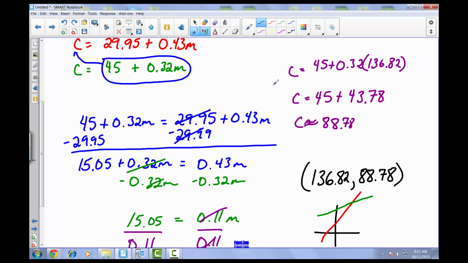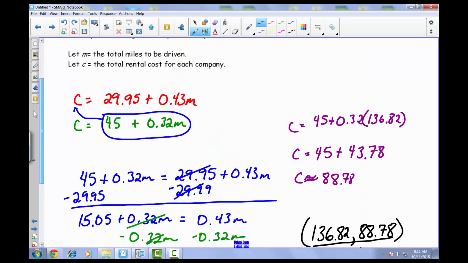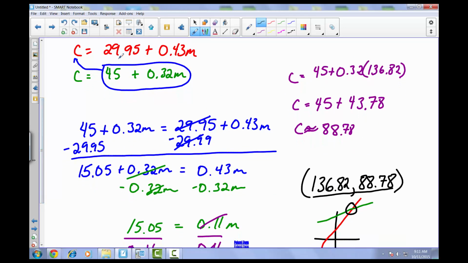And we're crossing specifically at some point. Here is that point that we just found. So at 136 miles and $88.78, we're going to see where maybe one line is better than another. Now, again, with our red function, that being Rent-A-Car, we had a lesser y-intercept, but a higher slope. And that's represented in this situation with the red line. Whereas Enterprise had a larger y-intercept, but a smaller slope, represented as this line.